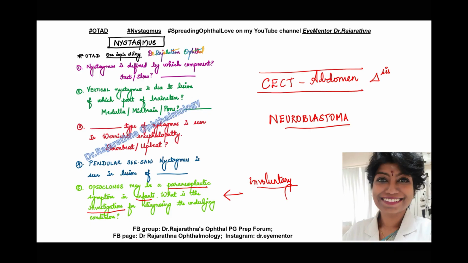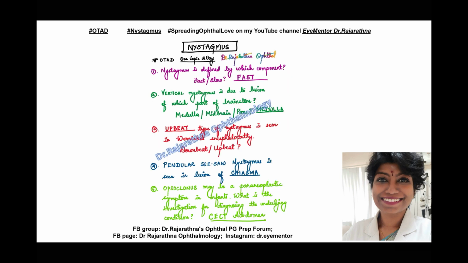So these are the important, high yield questions for you in that dreaded topic nystagmus. It's not that difficult. It's easy. In fact, if you're observing very well, it's very, very easy. So let's go over it again. Nystagmus is defined by its fast component. Vertical nystagmus is mainly due to lesion of the medulla. In Wernicke's encephalopathy, we see an upbeat type of nystagmus. Pendular seesaw nystagmus indicates a chiasmal lesion, and always suspect a craniopharyngioma if you're looking at it in a child. Opsoclonus in a child, do a CECT abdomen to pick up a neuroblastoma, especially of the adrenal medulla.